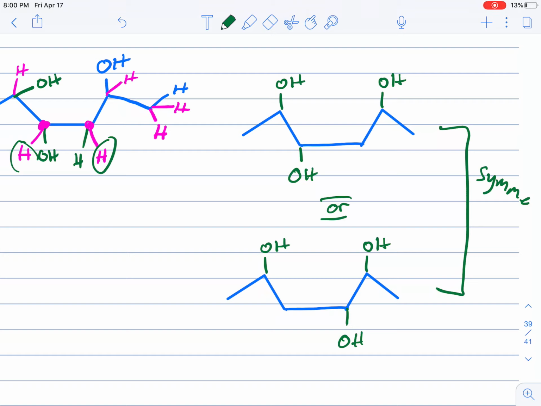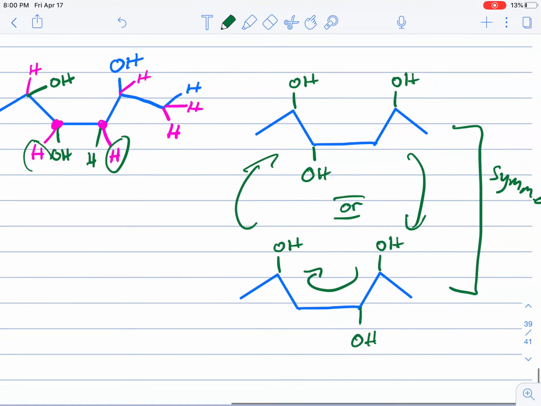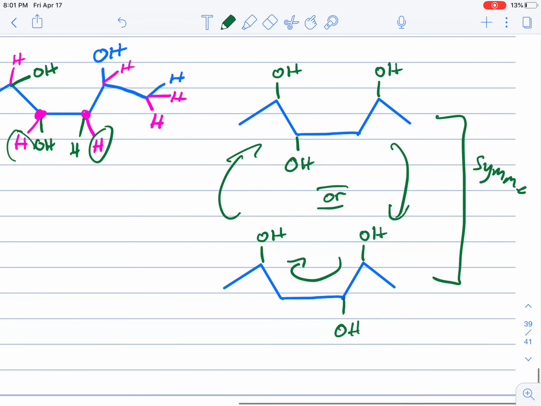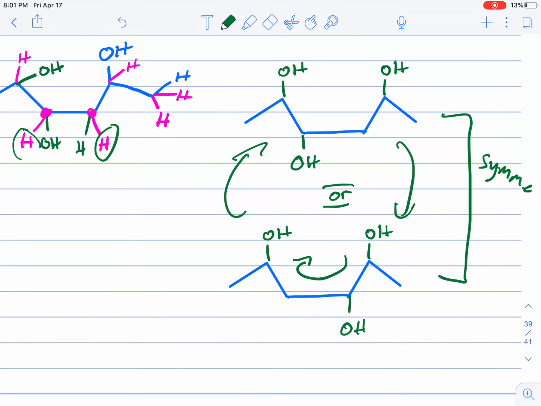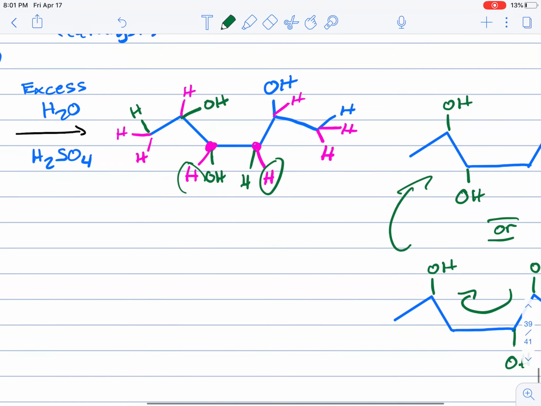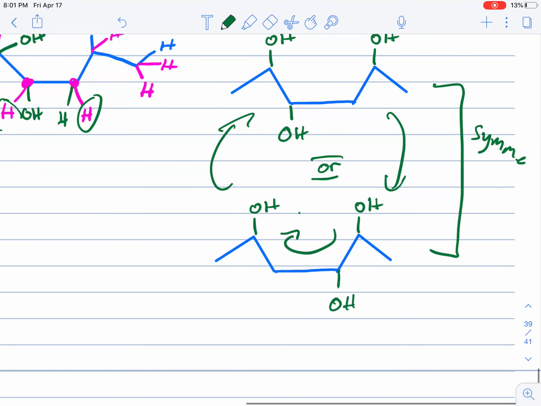And so if I were to flip this molecule, if I were to rotate it 180, I would get exactly the same as this, and vice versa. Okay. So they're technically the same molecule. They're just rotated. All you have to do is just rotate them. Okay. And I'll go ahead and describe that angle as 180-degree rotation.